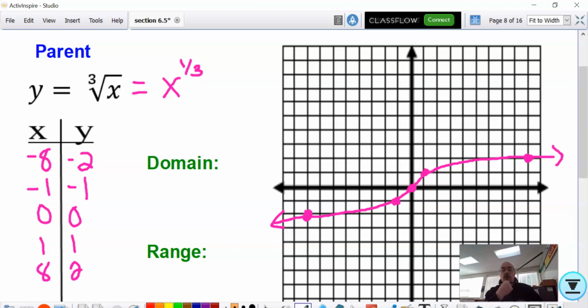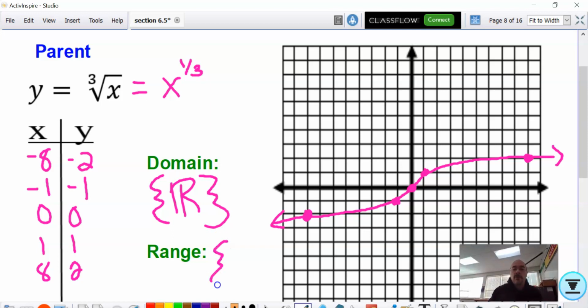Well, the domain looks like everything, doesn't it? The domain is all real numbers. If you remember from an earlier video, I just use a big R. The domain is all real numbers. Looks like the range too, all the positive and negatives worked. So the range, I'm just going to do the same thing. The range is all real numbers. This is our parent function.